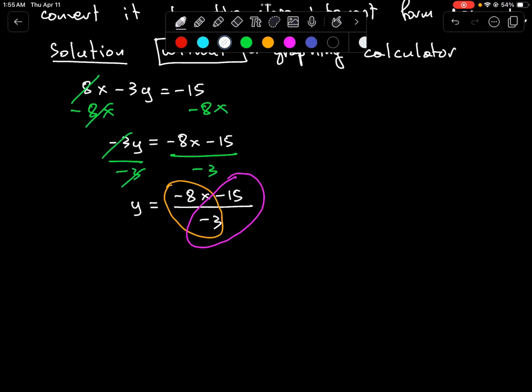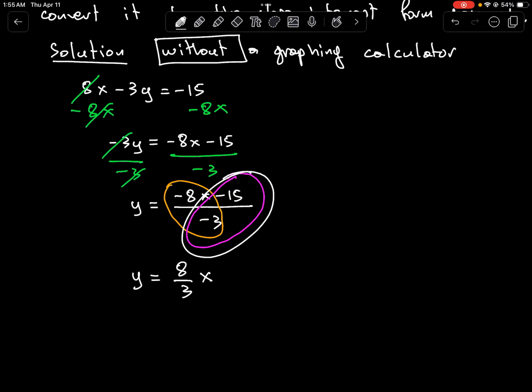Okay, let's start by writing y equals, then the orange one. First I do the sign, which is negative over negative. That's going to give me an overall positive, which I'm not even going to write. Then the numbers, 8 over 3. So 8 over 3. And the variable follows next to that smaller fraction.